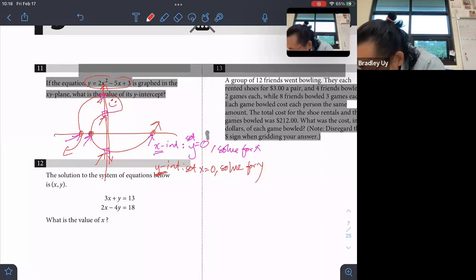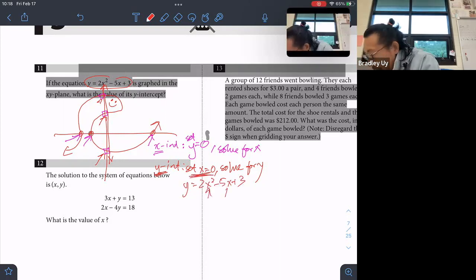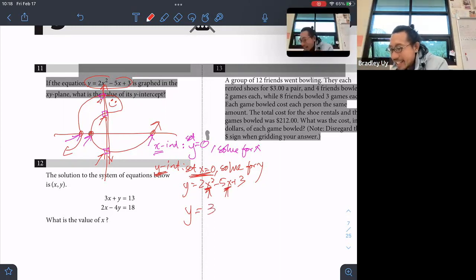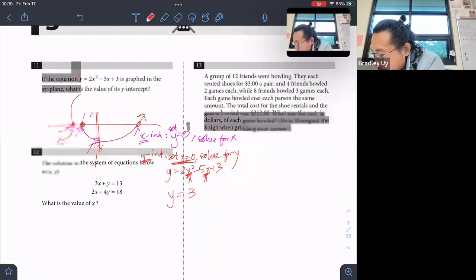So given this equation, y equals 2x squared minus 5x plus 3, we are simply going to set x to 0. If you plug in a 0 there and a 0 there, those terms will become 0, because if you square 0, it will be 0, and if you take 0 times 2, it will be 0, and negative 5 times 0 is 0. So all you're left with is y equals 3, and that is the y-intercept. So what is the value of the y-intercept? You would record 3 in the open-ended answer sheet.